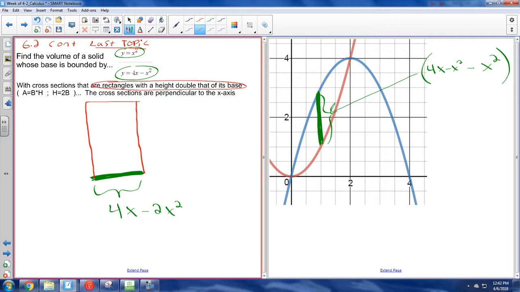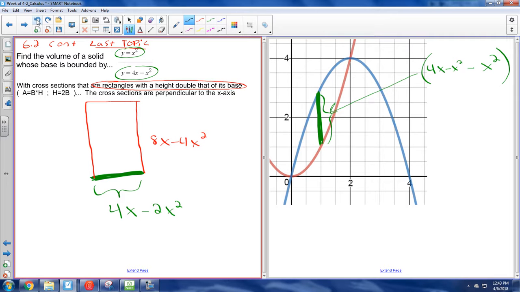So what is the base right now? How wide is the base of this thing? 4x minus 2x squared. So we need to double that. I'm just going to make it 8x minus 4x squared. I just doubled it. So that is one of those index cards that's popping out at you, out of the screen, towards you. There is this shape right here that looks like a building, I guess you could say.